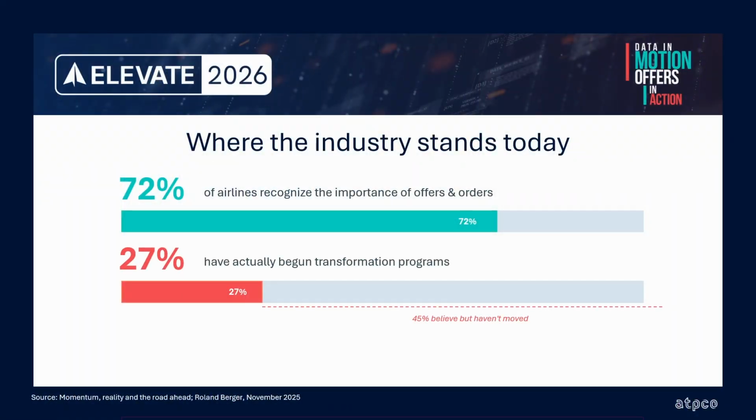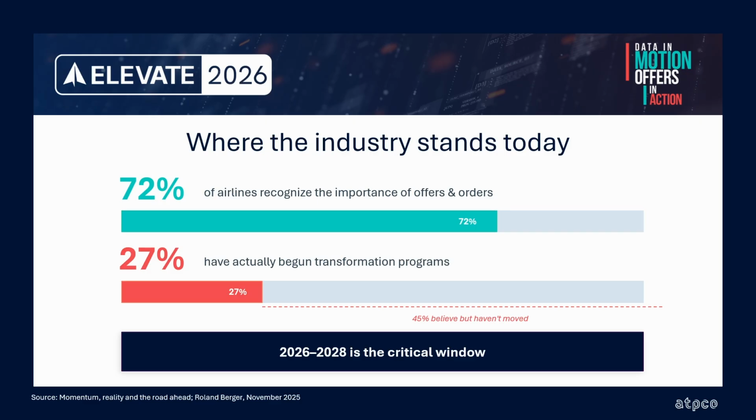So you're all in various stages of proof of concepts or early production. The industry is watching. There are still airlines and partners in this room deciding whether to engage or not. This is a slide that we used yesterday in the deep dive. It is from a November 2025 study, and it said that 72% of the airlines polled recognized the importance of offers and orders, that offers and orders are the future. However, only 27% had actually begun the transformation programs, which is a whopping 45% gap. It's not a gap in belief, it's a gap in action.